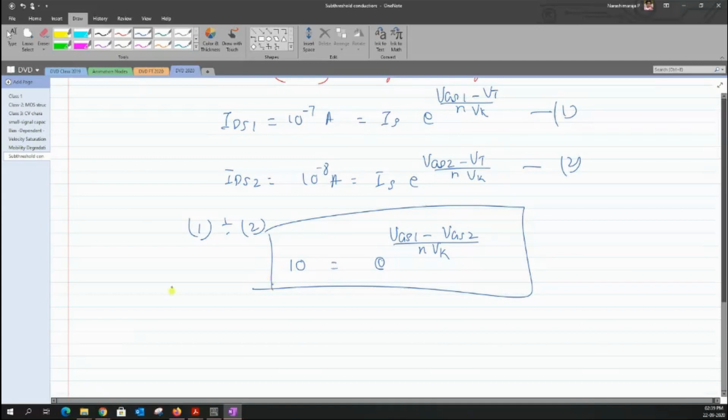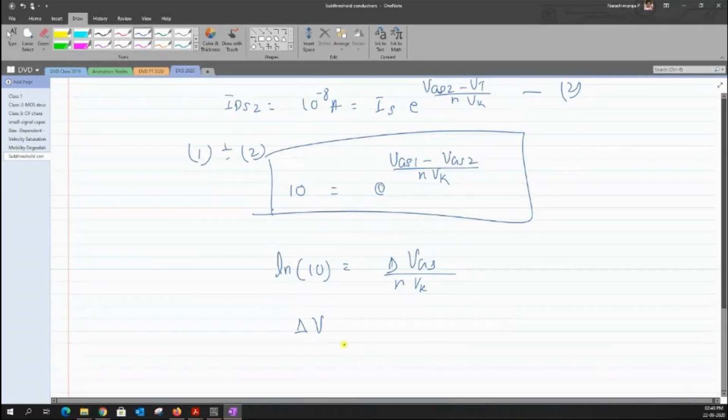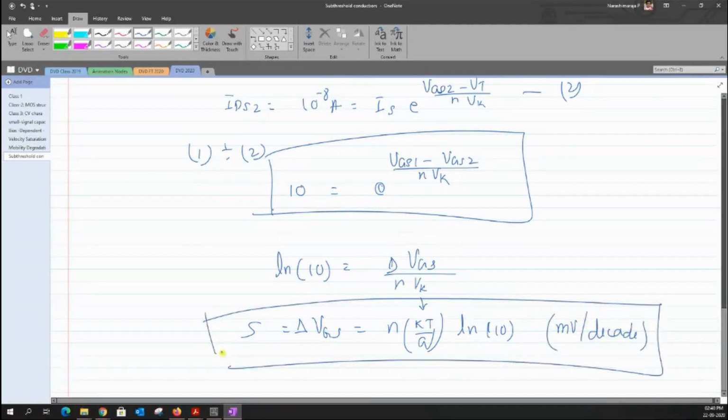I will take ln on both the sides, so that this delta VGS is what I'm going to define as the slope factor, which can be written as, I'm just going to expand this, KT by Q in the place of VK, and then times ln of 10. And the unit for this would be millivolt per decade. So hope that you're clear with the slope factor here.